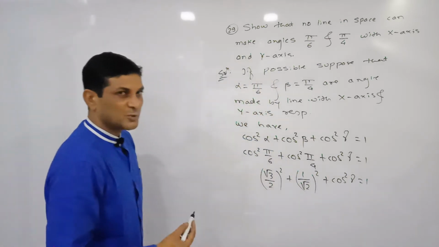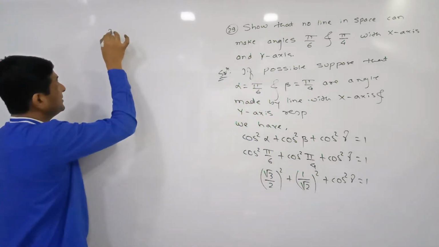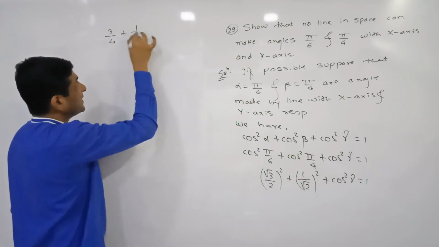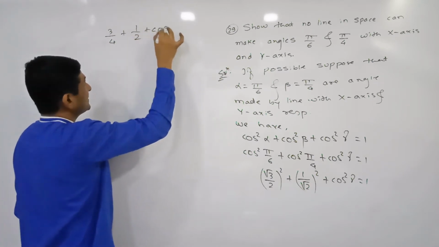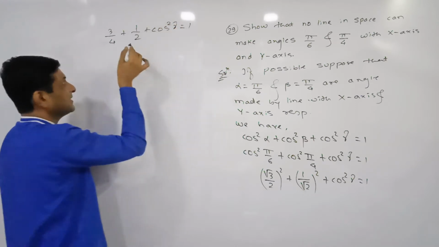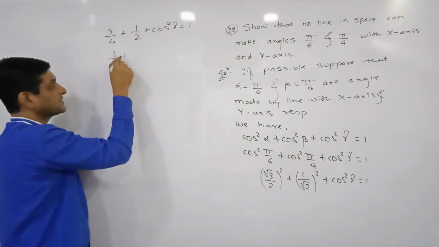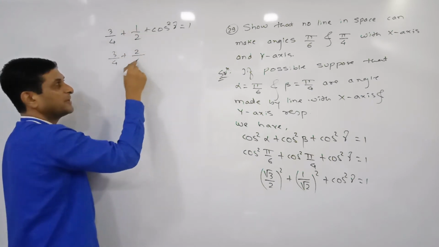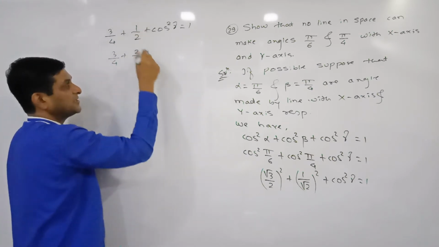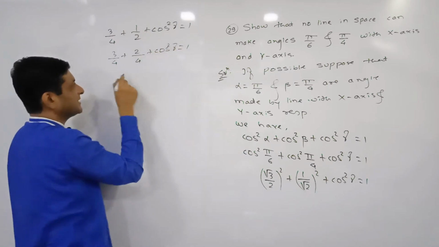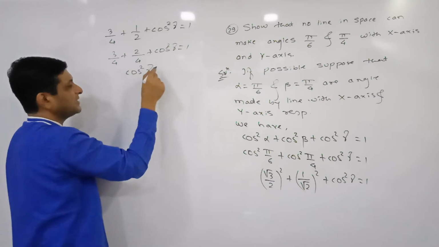What is the square of root 3 by 2? That will be 3 by 4, plus the square of 1 by root 2 is 1 by 2, cos square gamma, keep it as it is, equals 1. What is the LCM of the denominators? 4 here. So 3 by 4 plus, I am multiplying numerator and denominator by 2. So here we will get 2 and here we will get 4, plus cos square gamma is equal to 1.